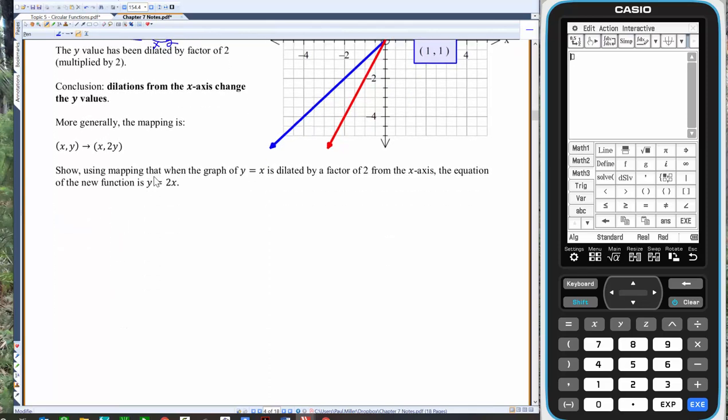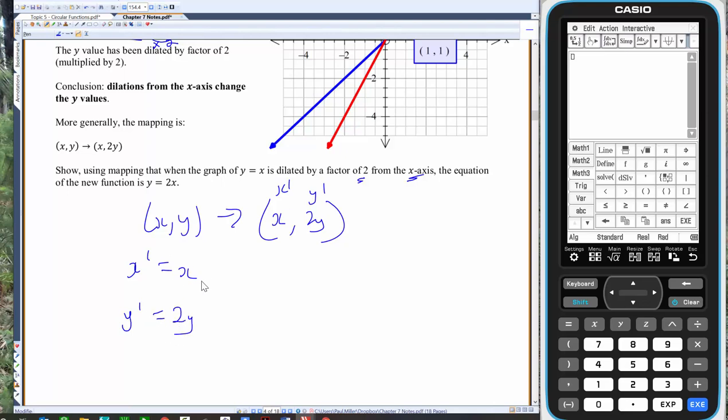So show using mapping that when the function y equals x is dilated by a factor of 2 from the x-axis, this is our new equation. Right, so we're going to go (x, y) maps to (x, 2y). The x doesn't change, and we're doing a dilation factor 2 from the x-axis, which changes the y value. Now recall that what we do is we write x dash and y dash up the top there, and note that x dash is x and y dash is 2y.